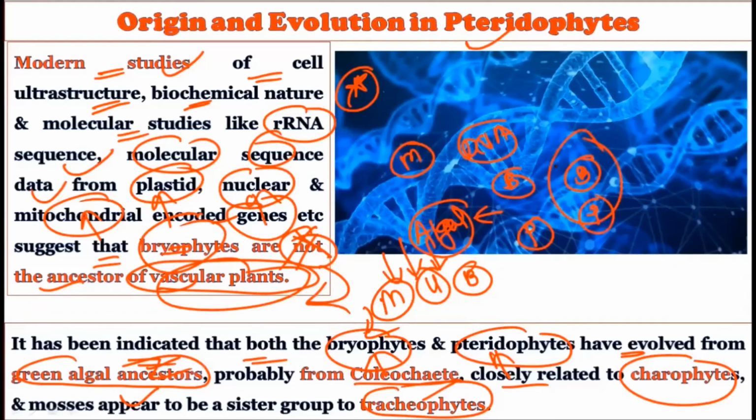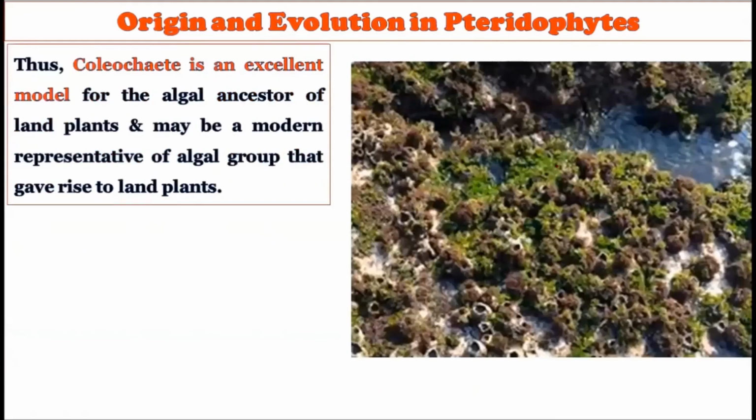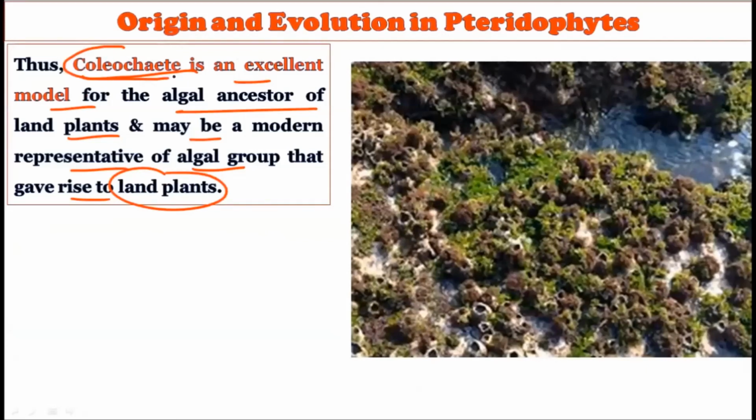Further studies are also going on this particular topic. So with time we will know more about these subjects. Now consider that Coleochaetes is an excellent model for the algal ancestry of the land plants and may be a modern representative of the algal group that gave rise to the land plants. So in the algal group, what we have is Coleochaetes, and Coleochaetes is an excellent model when we study them from the molecular basis.